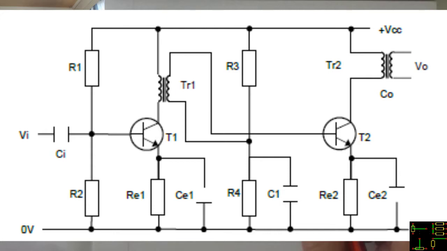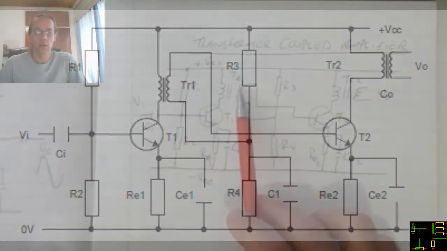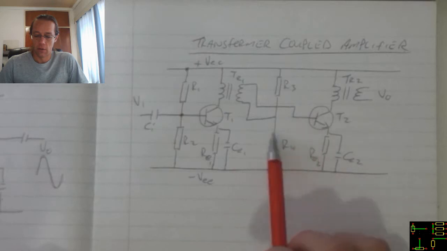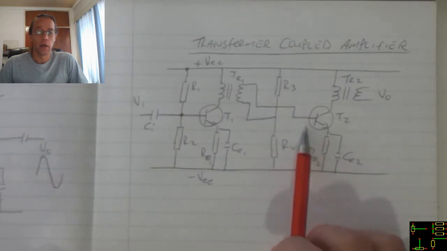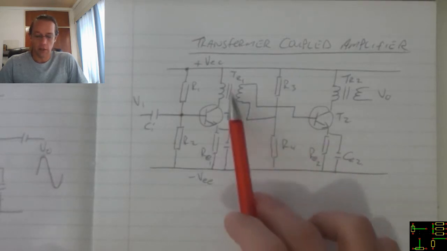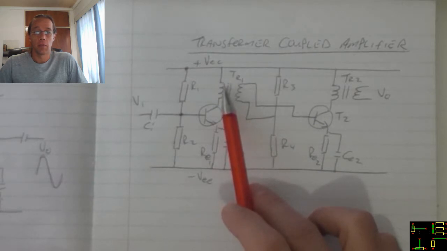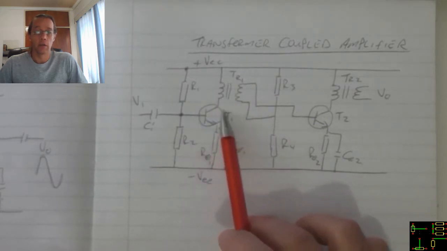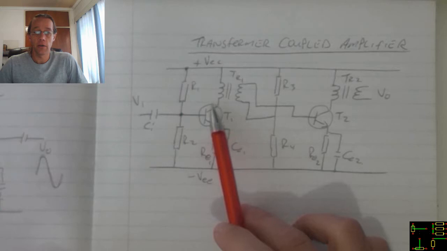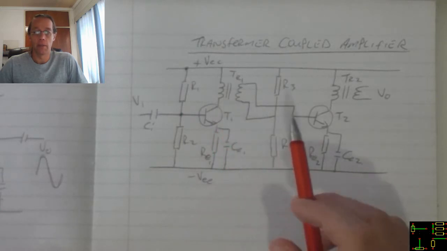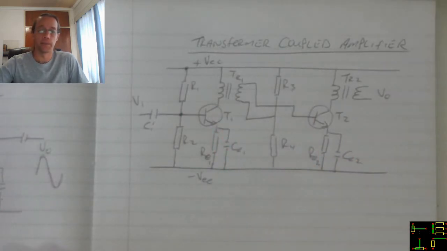A step-down transformer with an appropriate turns ratio is used so that the secondary of the transformer is equal to the load impedance, and the primary is equal to the output impedance of the transistor. As a result, we will get maximum power transfer.